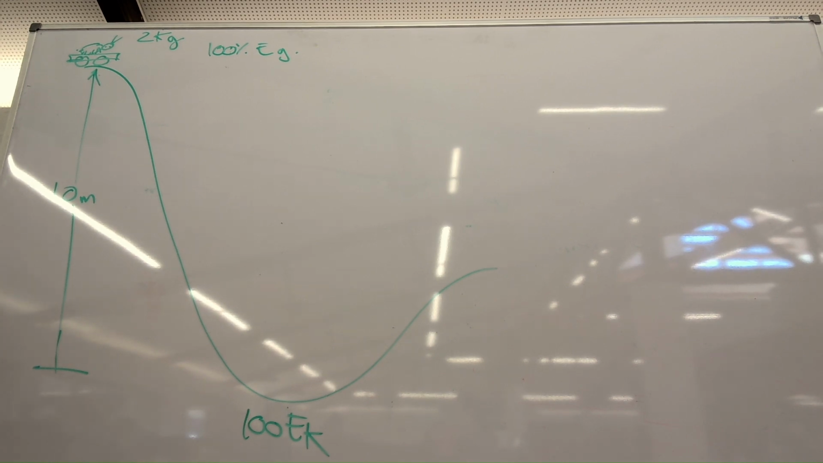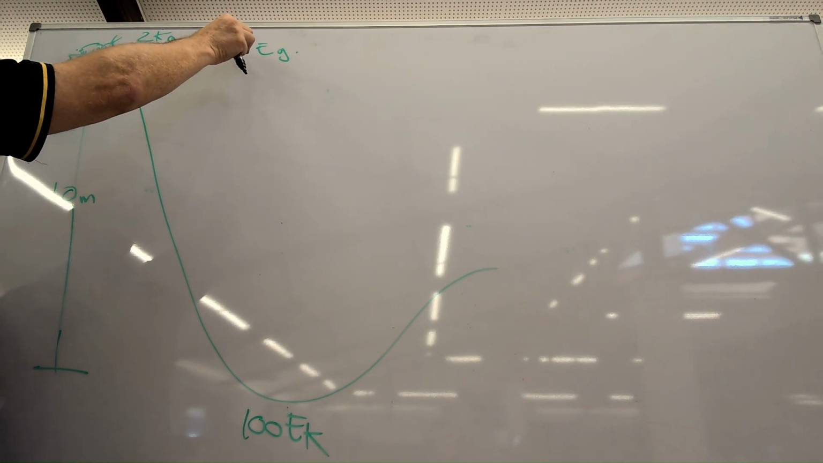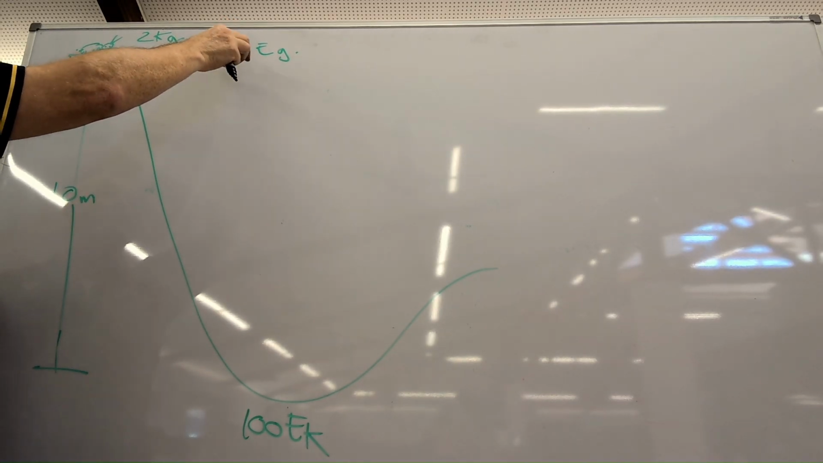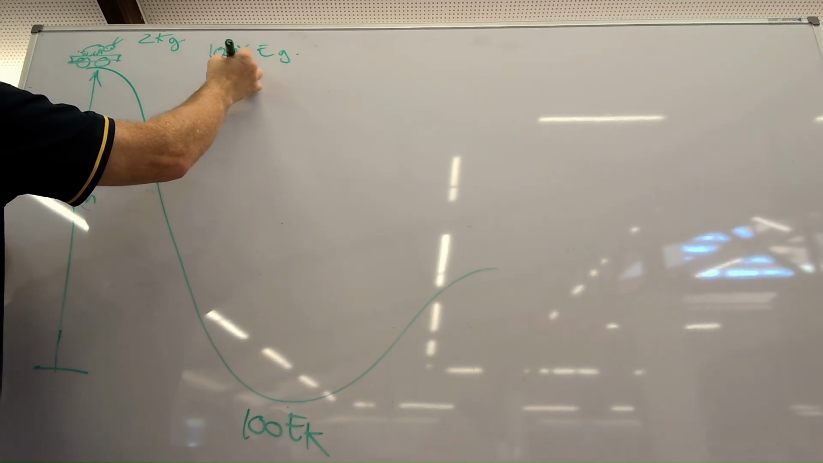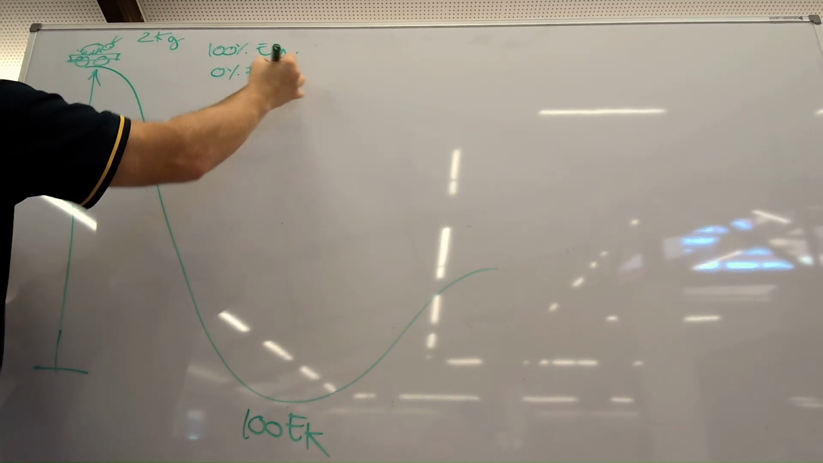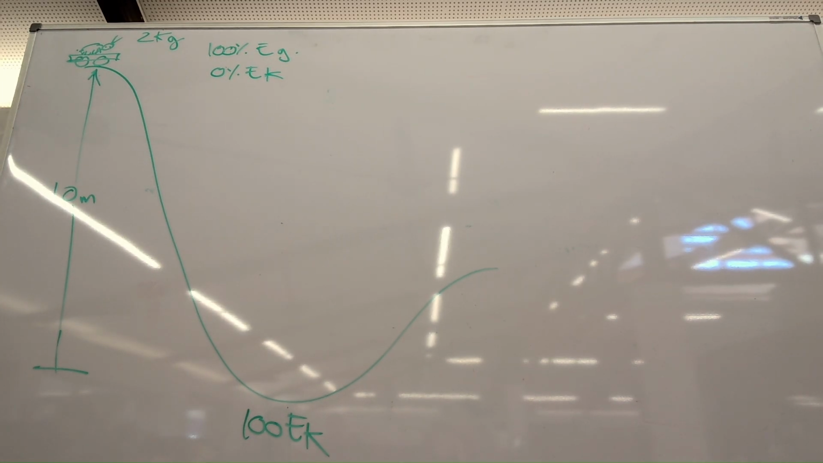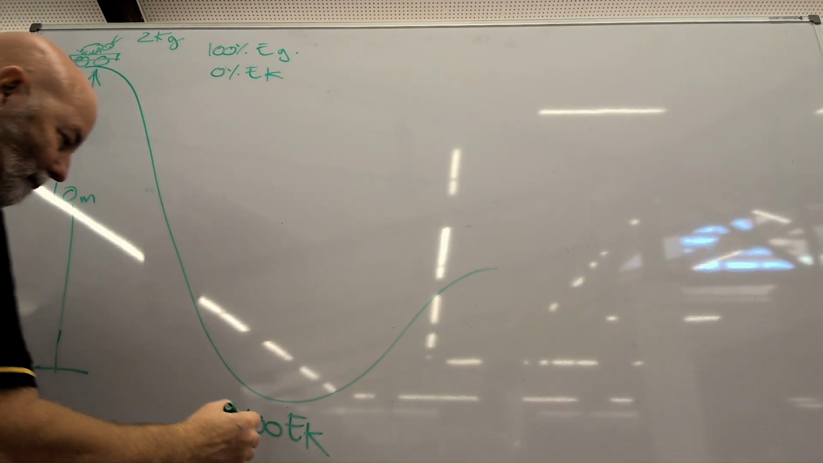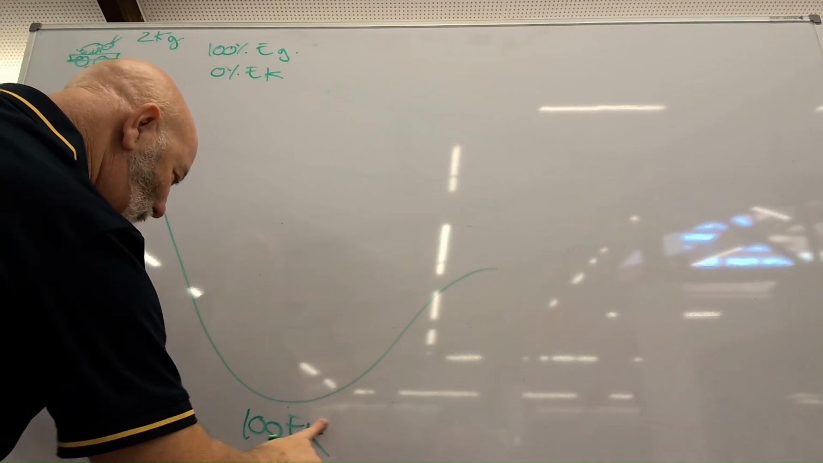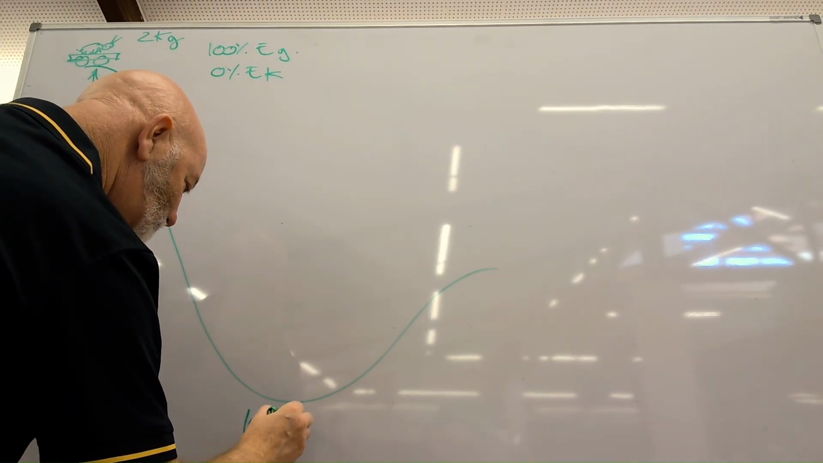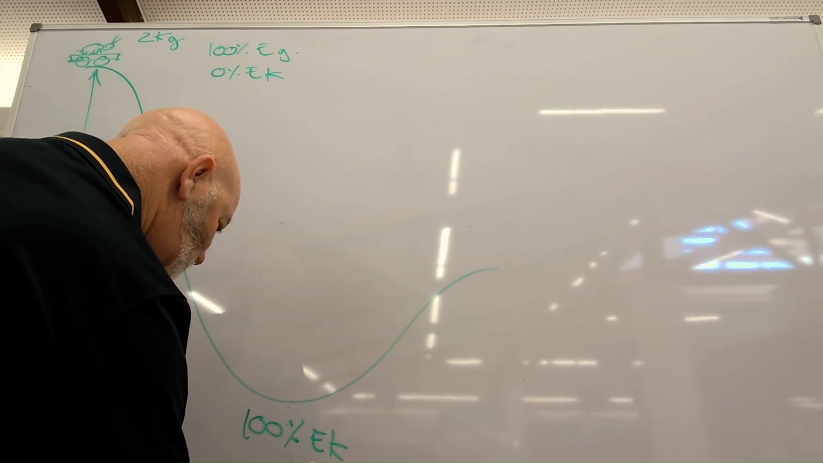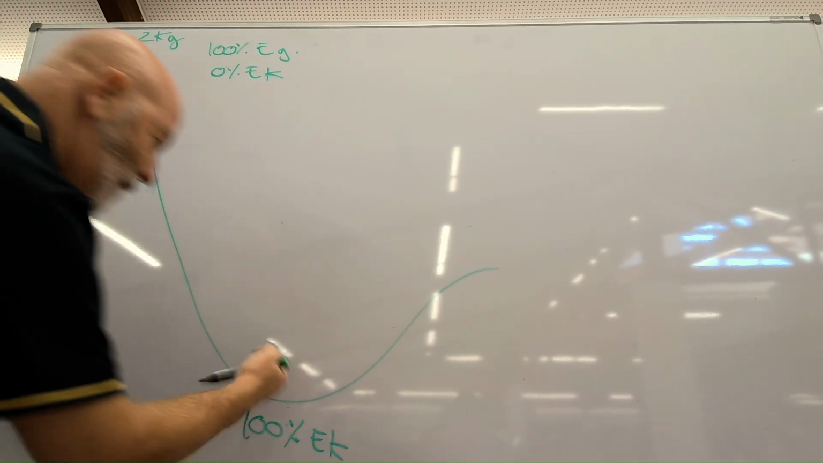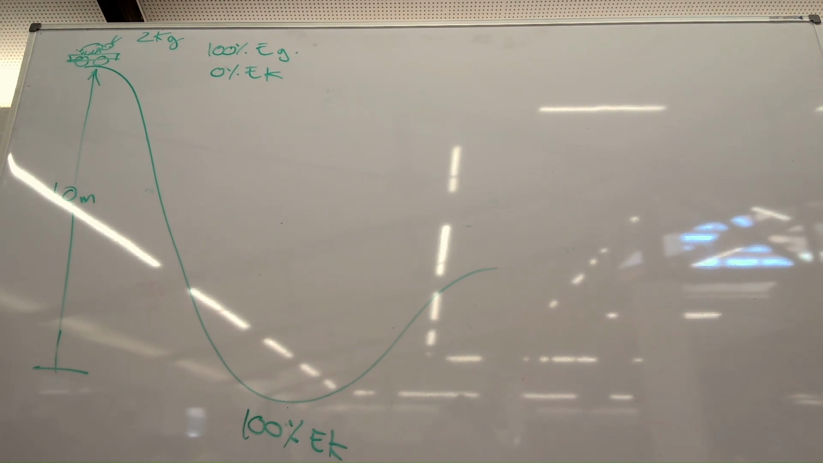Yes? So if we work out the amount of energy here, we've got 100% EG, but 0% EK because it's not moving yet. Yep. We're about to give it a bit of a nudge. And then when it gets down to the bottom, it's going to have 100% EK, but 0% EG because it can't fall any further.